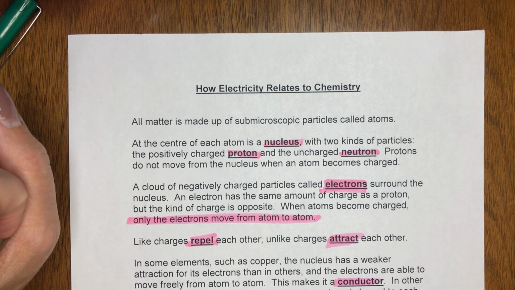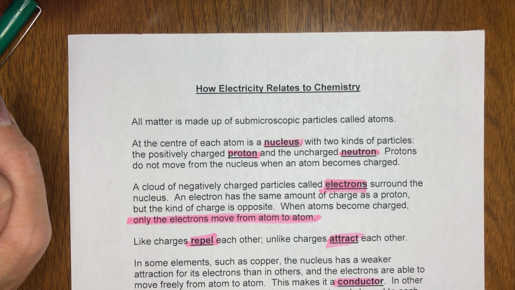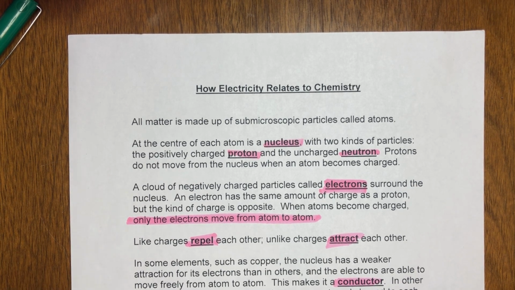So we are starting our electricity unit, and in order to start it, we will relate it to chemistry. All matter is made up of submicroscopic particles called atoms. At the center of each atom is a nucleus with two kinds of particles, the positively charged proton and the uncharged neutron. Protons do not move from the nucleus when an atom becomes charged.